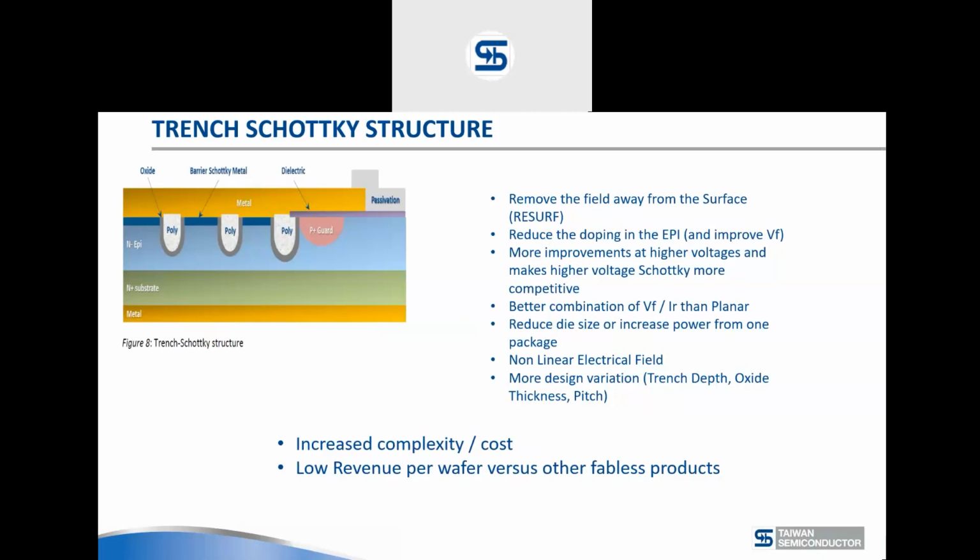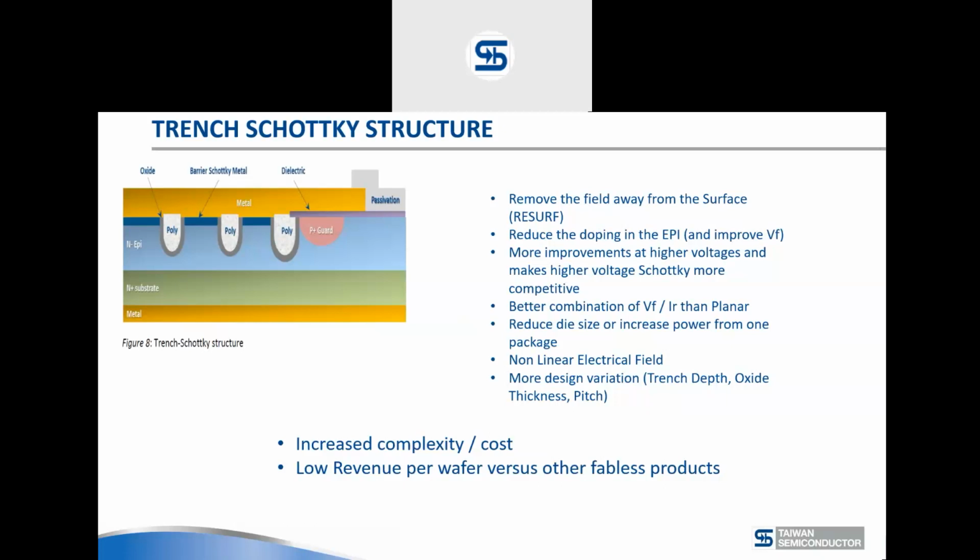So you get more power or more efficiency out of one package. There's a lot more design variation. You have a nonlinear field. Everybody is on recipe here. The trench depth you can vary, the distance between the trenches, and also the oxide thickness. So everybody has their own recipe here, but the field is usually the strongest at the bottom of the poly trench.